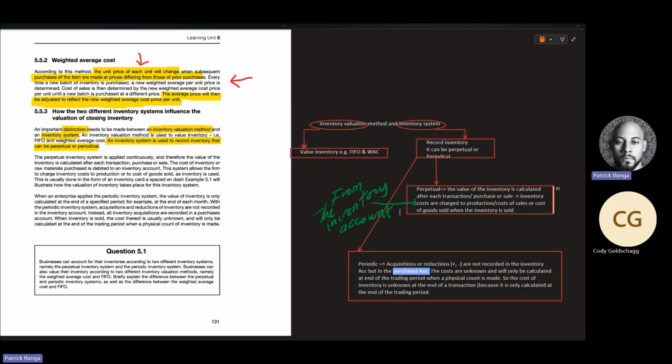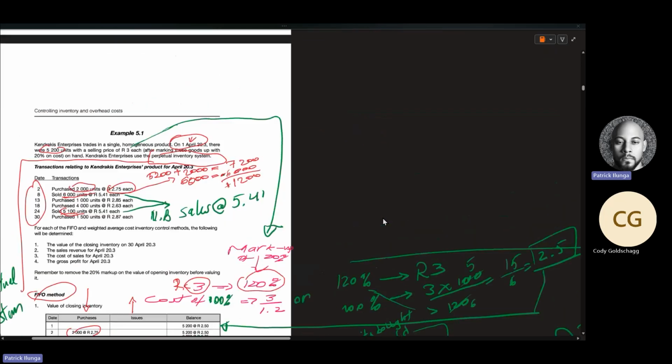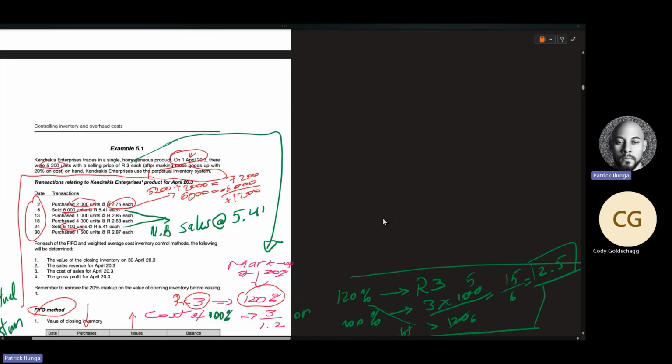So now I hope you are clear. You understand what an inventory system is. It's just about how we record inventory, and that can be perpetual or periodic. But as to valuing inventory, to give a true value to the inventory, we need to use either the first in first out method or the weighted average cost. Okay. So now that we have done with that, we can now go quickly to example 5.1.